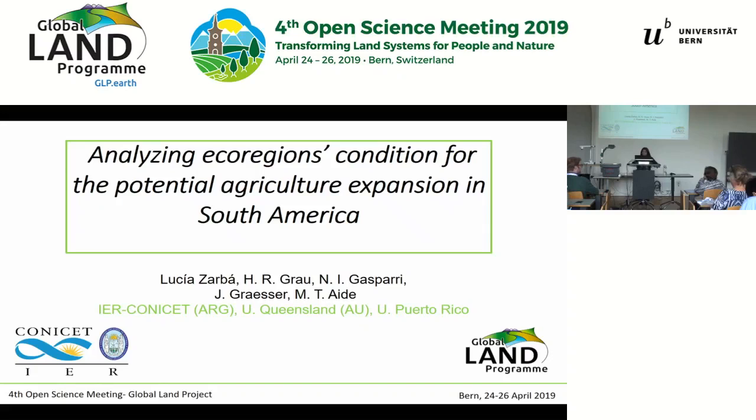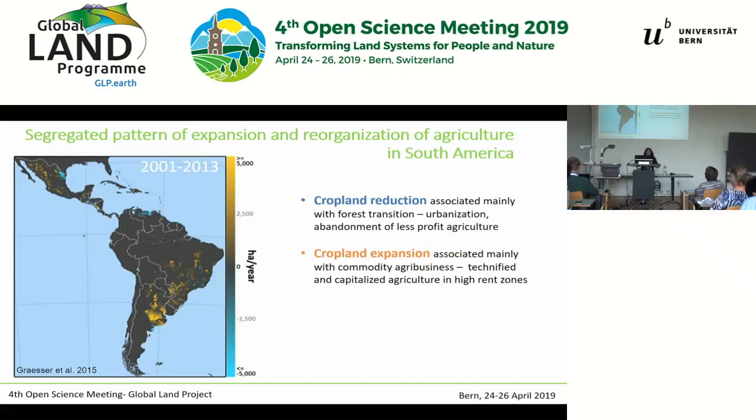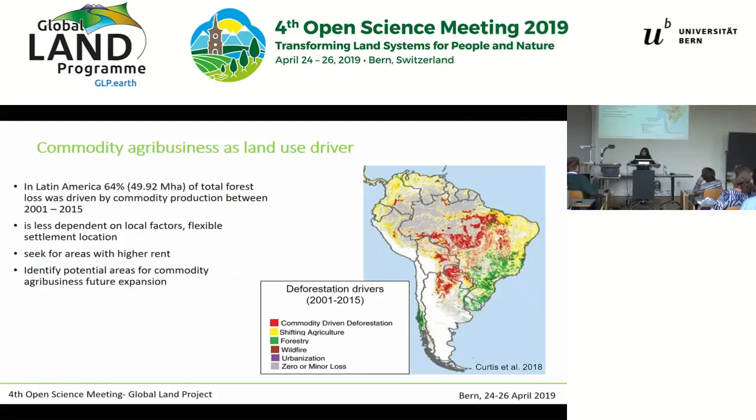During the 21st century, Latin America has experienced both cropland reduction and cropland expansion. As you can see in the map, cropland reduction is mainly associated with forest transition, increase of urbanization, and abandonment of less profitable land, whereas cropland expansion is mainly associated with commodity agribusiness. Looking at forest cover loss, Curtis and collaborators in 2018 found that commodity agribusiness was responsible for up to 64% of total deforestation in Latin America during that period of time, which is the red color in the map.